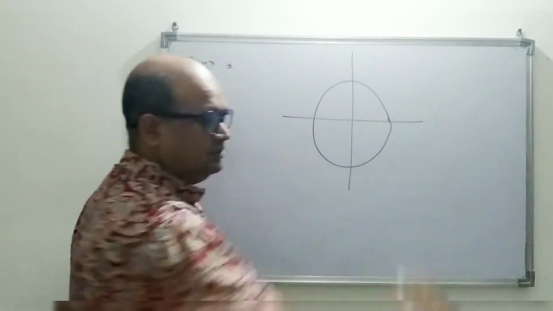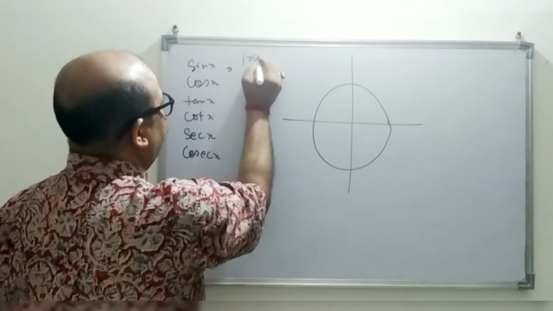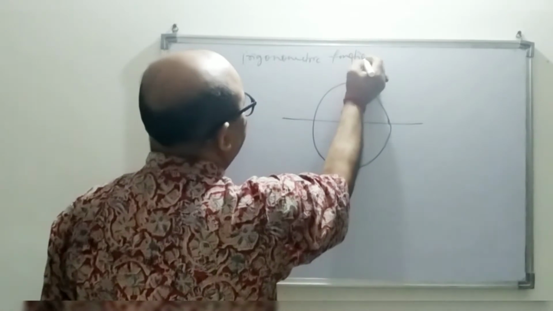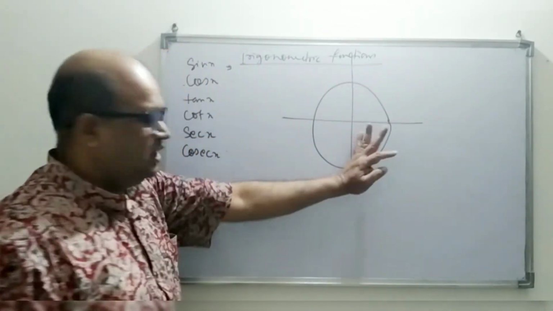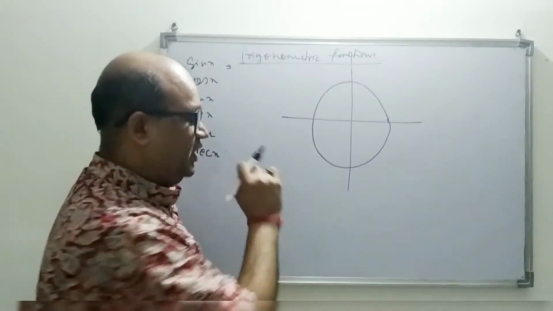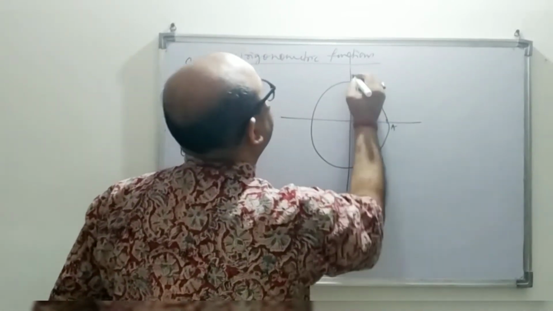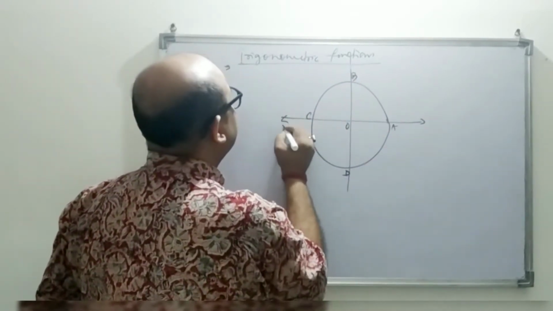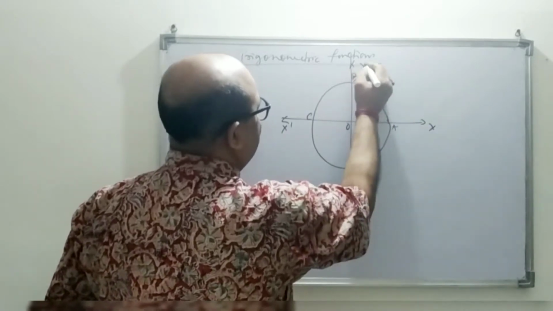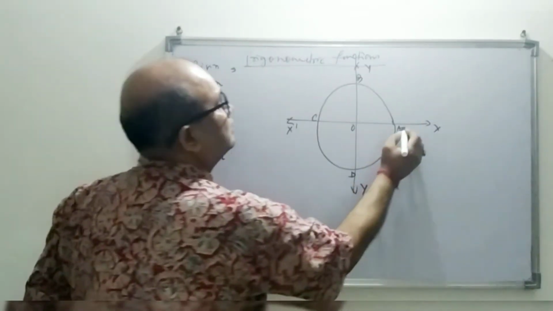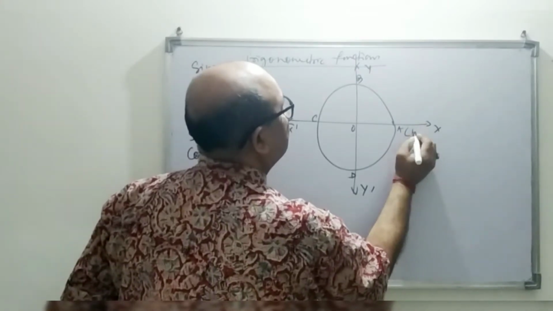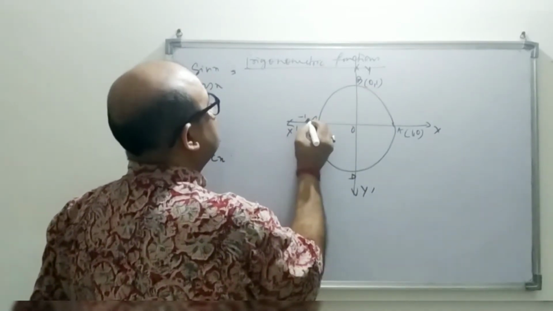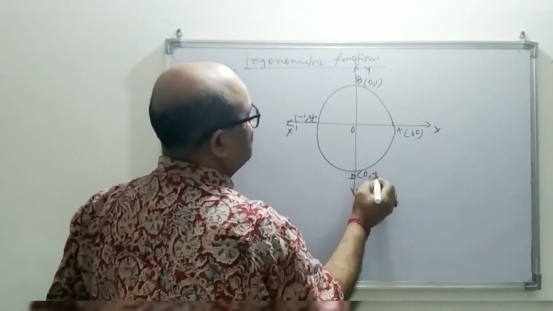Let us assume a unit circle, wrapped by trigonometric functions. Let us take a unit circle. Unit circle means radius is 1. This is A, B, C, and D. This is the origin, the x-axis and the y-axis. The coordinate of A is (1, 0), this is (0, 1), this is (-1, 0) and (0, -1).